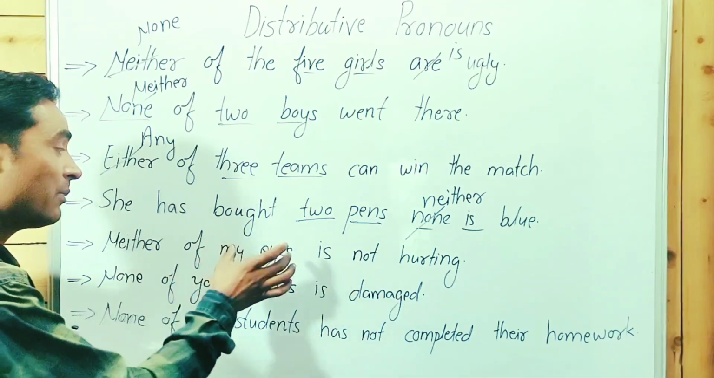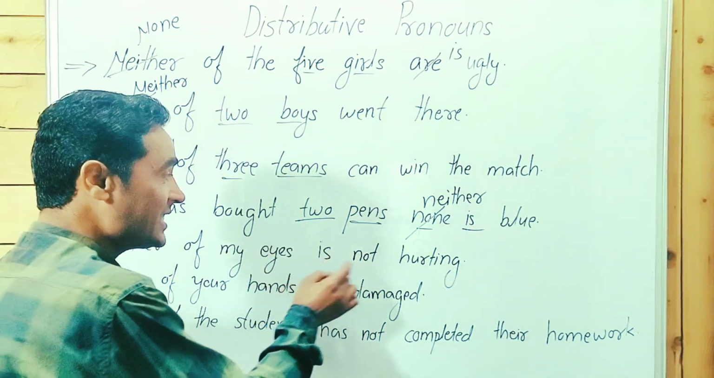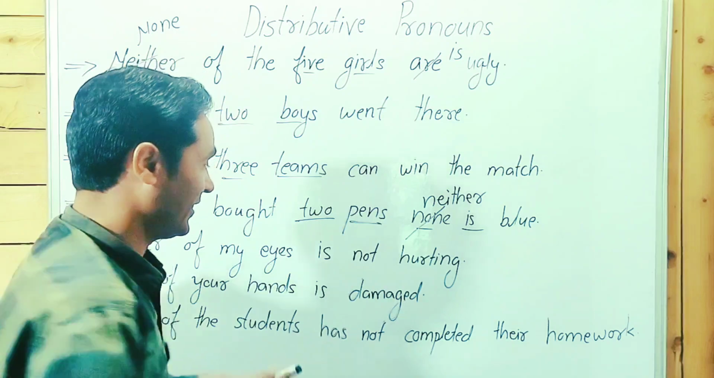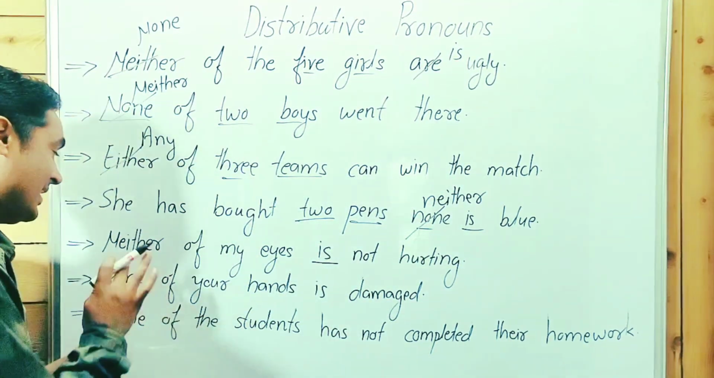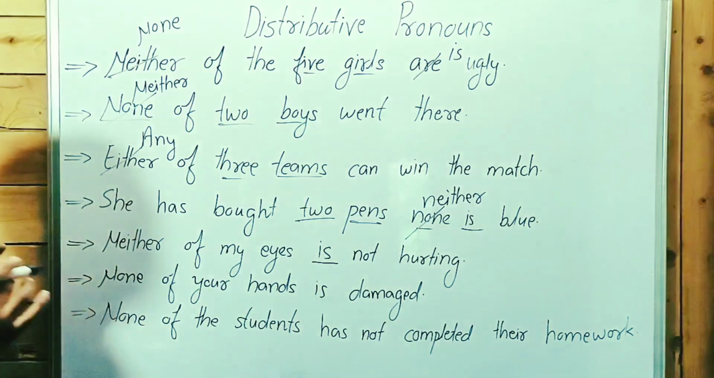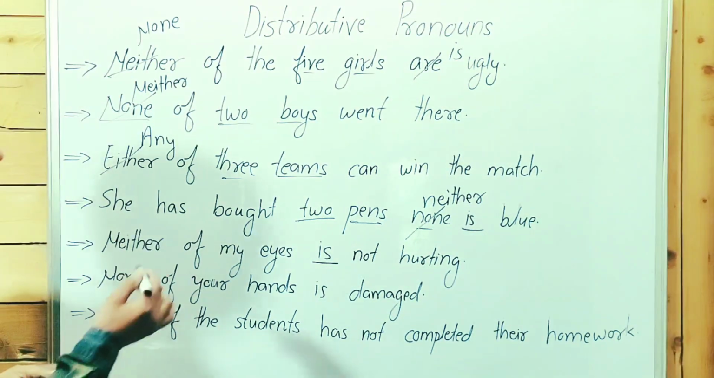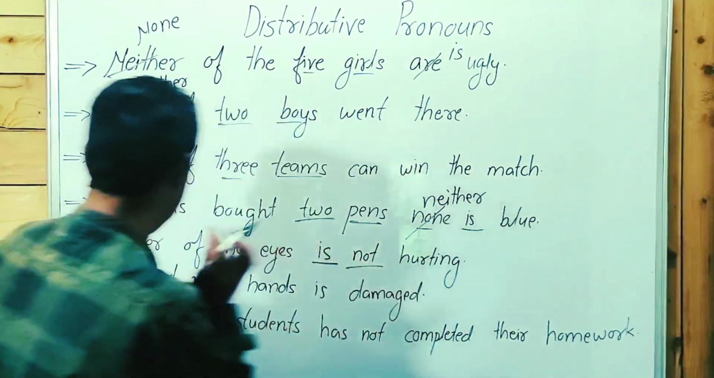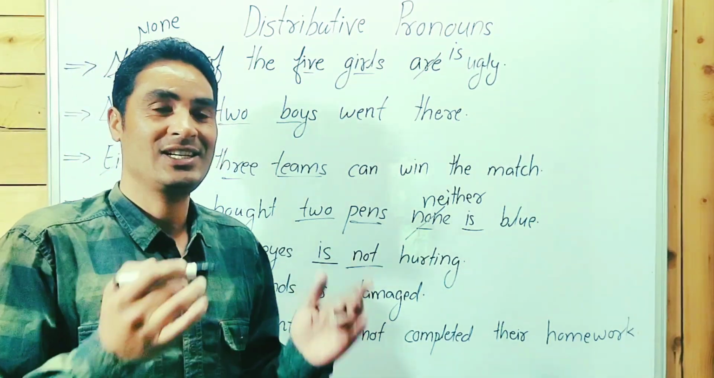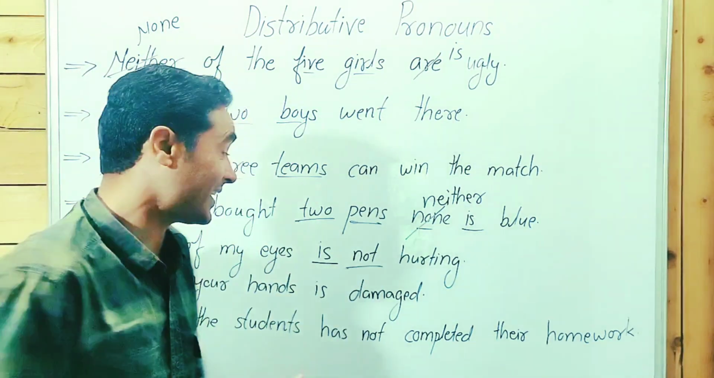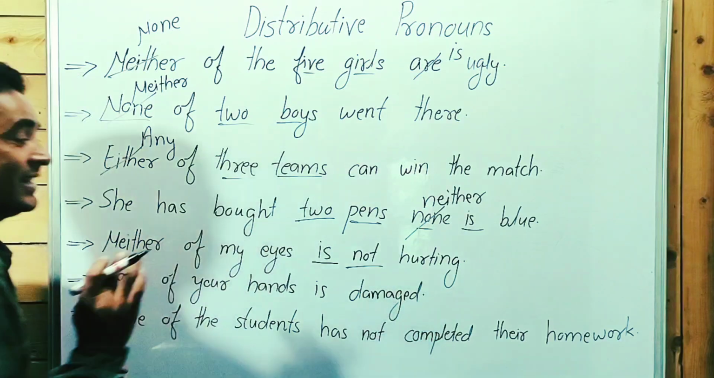Neither of my eyes is not hurting. Guys, point to be noted. It's a singular verb, and it's a correct verb. Neither, either, each, none take a singular verb. But guys, point to be noted: with neither and with none, we don't use not, no, never, etc. We don't use an adverb of negation.